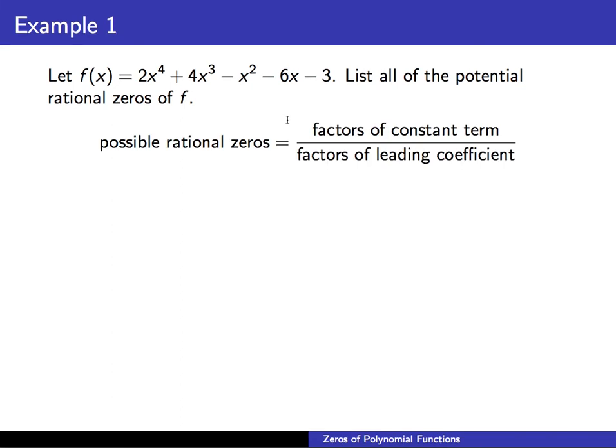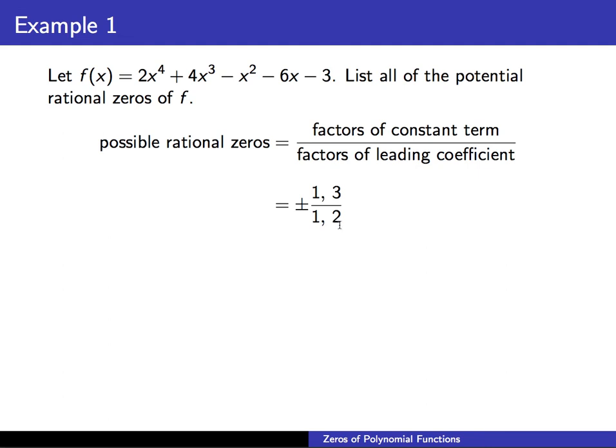So we're going to look at the factors of the constant term. Our constant term is 3. Don't worry about the pluses and minuses just yet. And the factors of our lead coefficient, which is 2. So the factors of 3 are 1 and 3. Prime numbers are really nice in this section. And then the factors of 2 are going to be 1 and 2.